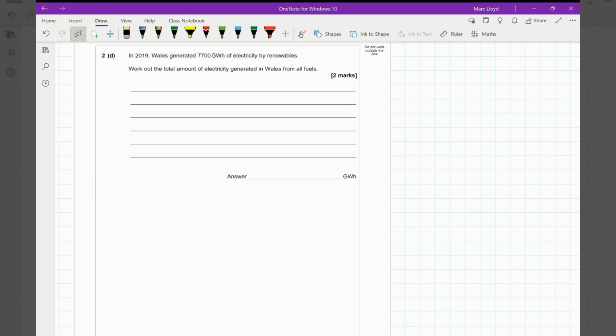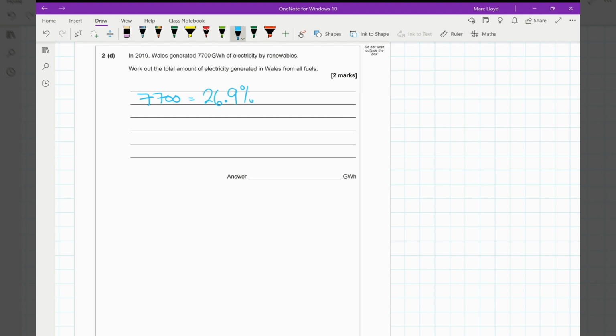Part D. Wales generated 7,700 gigawatt hours of electricity by renewables. Work out the total amount of electricity generated in Wales from all fuels. Now, the 7,700 equals 26.9% when we look at the preliminary material. Okay, let's get that preliminary material out and have a little look at it.